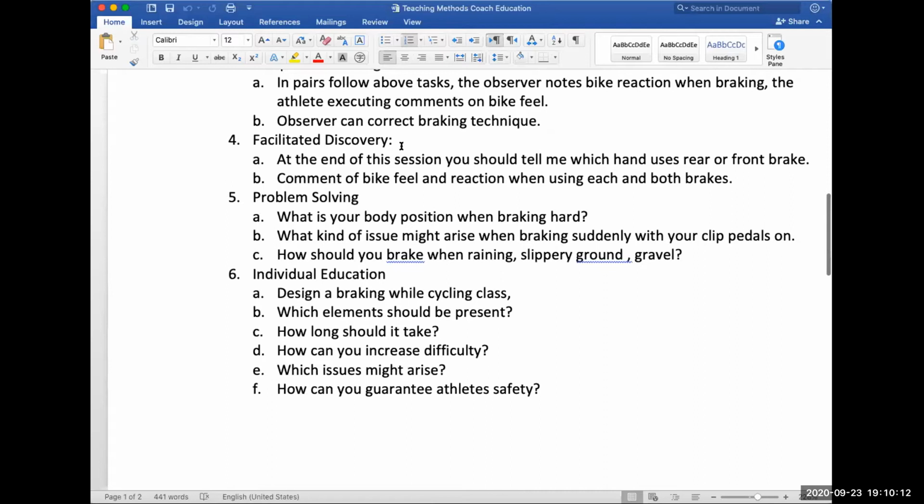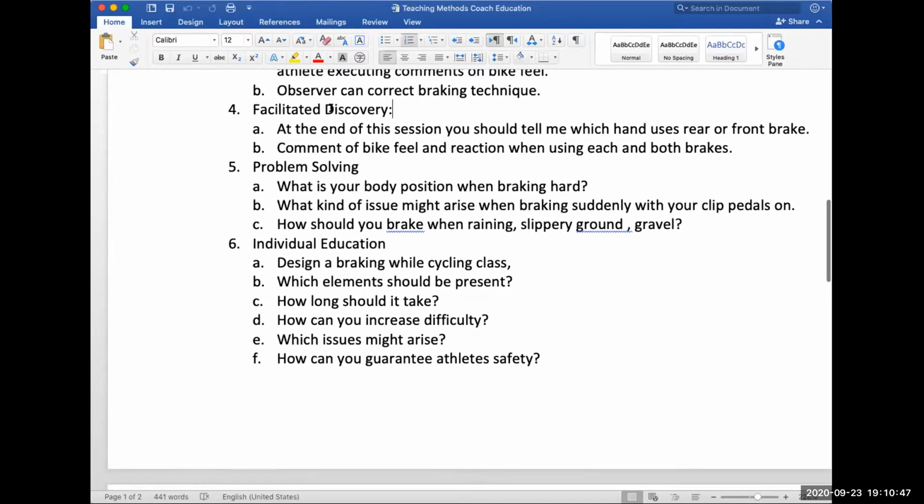If you were to teach braking by facilitated discovery, you would tell the people that at the end of this session, you should be able to tell me which one uses rear or front brake, and comment on bike feel and reaction when using each and both brakes. And you would allow the athletes to do their thing. Then at the end of the session, you would ask the questions and see what happens. So this is still kind of coach-led, but now you let the athletes practice and feel and go faster or slower or anything.